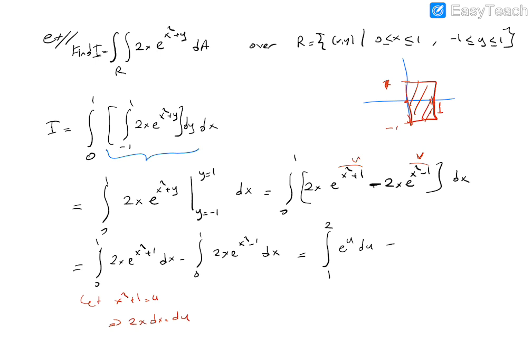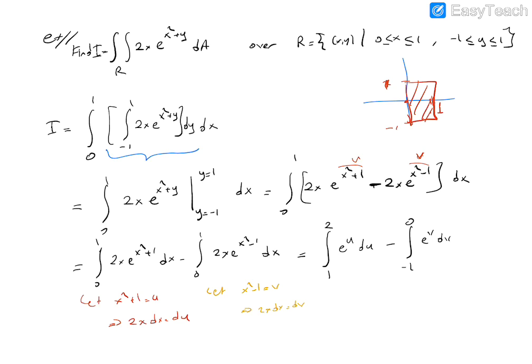Minus, let's look at the second one. Let x squared minus 1 equal v. So this implies 2x dx is dv. So the second integral is the integral of e to the power v dv. What is v? For x equals 0, v is -1. For x equals 1, v is 0. Okay. So we should calculate this integral.